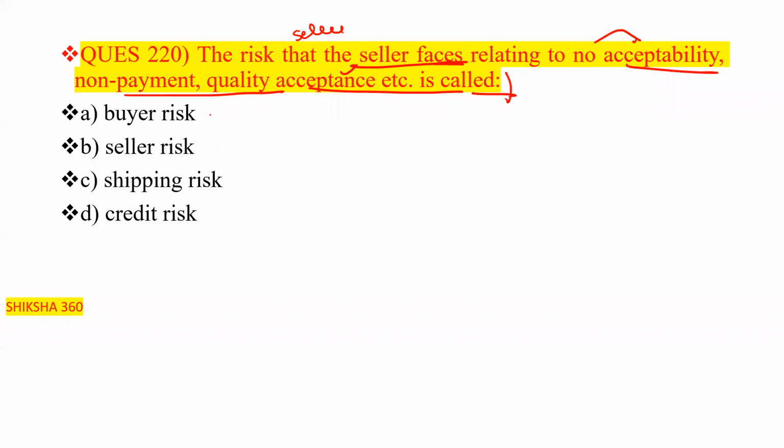So what is it called: buyer risk, seller risk, shipping risk or credit risk? Option A is the correct answer, that is the buyer risk. Here the seller will dispatch the goods, but on the buyer side there is an issue, which depends upon the buyer. So that is known as the buyer risk. Option A is the correct answer.